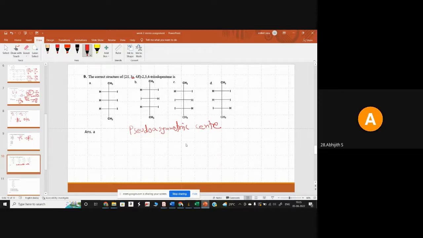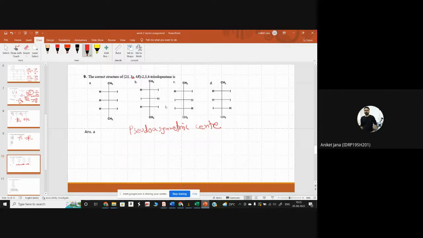It must have a center of symmetry, but four groups must be different. Not a center of symmetry always. When the molecule or an atom contains an element of symmetry, a plane of symmetry or center of symmetry, then the absolute configuration of that group is defined as the pseudo asymmetric center.